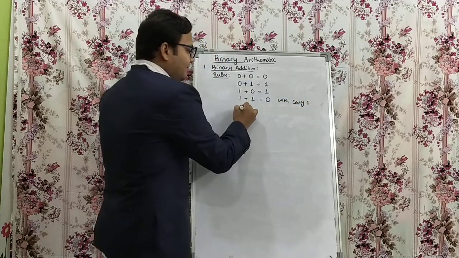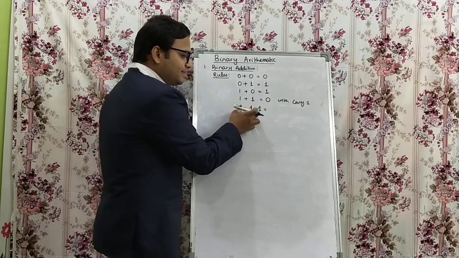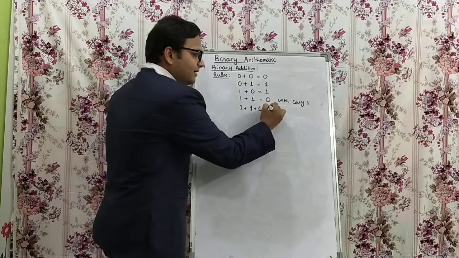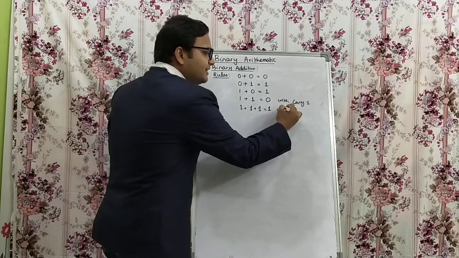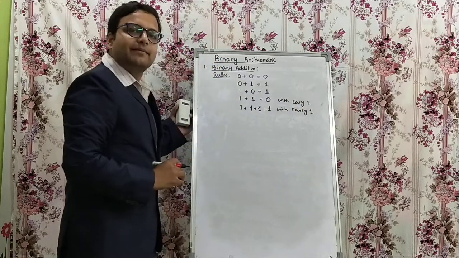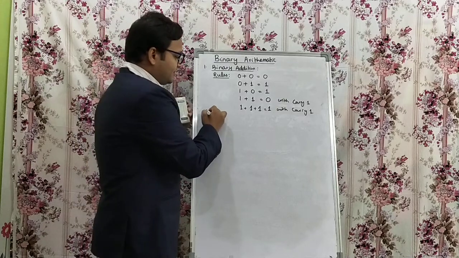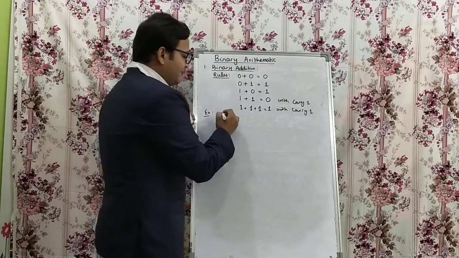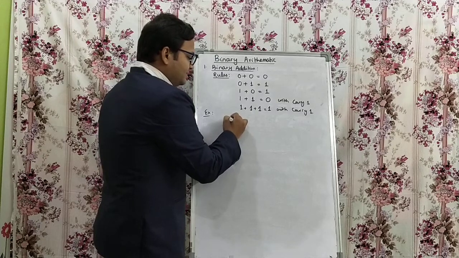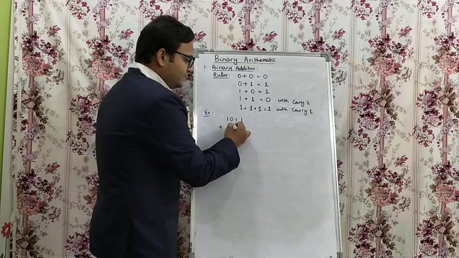Now see here, 1 plus 1 plus 1. What is that? 1 plus 1 is 0 with carry 1, plus 1, the sum is 1 with carry 1. So these are the fundamental rules for binary addition. Now we are going to see one example so that you can understand in a better way. Let's say I am going to add 1 0 1 1 with 0 0 1 1.